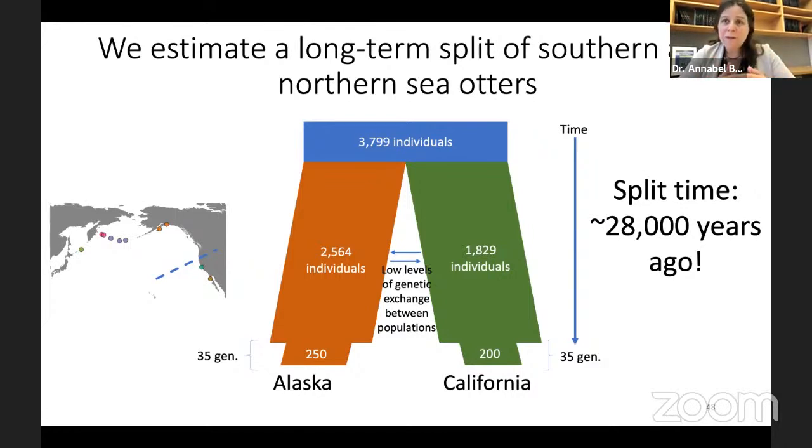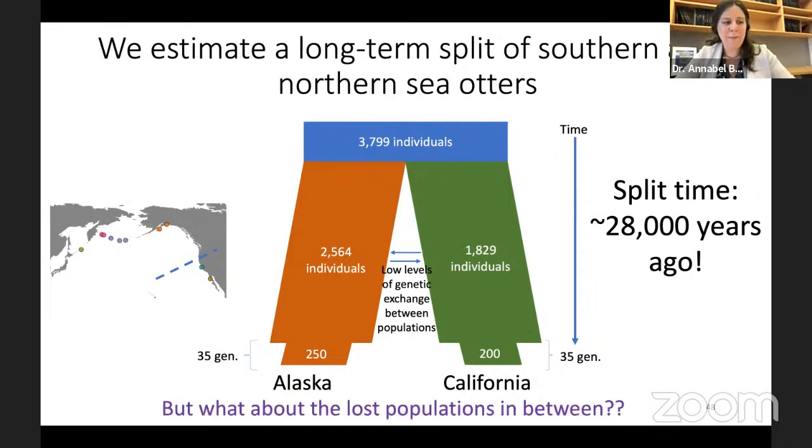And I also inferred that there seemed to be low but non-zero amounts of genetic information flowing between Alaska and California. So that points to some amount of connectivity along this coastline. Not that a single otter would ever make it from Alaska down to California, but its genetic material might slowly work its way down over the generations. But this really doesn't tell us much about the lost populations in between, these missing links that just aren't there anymore.